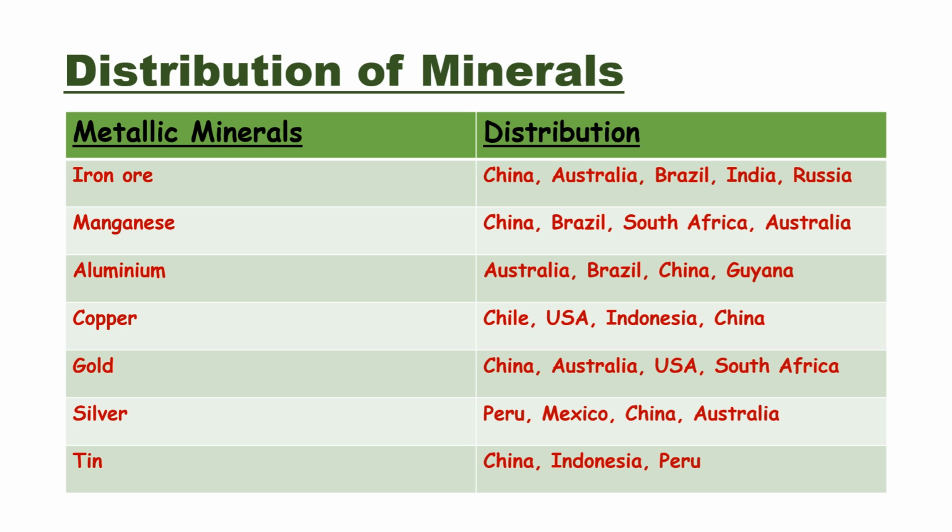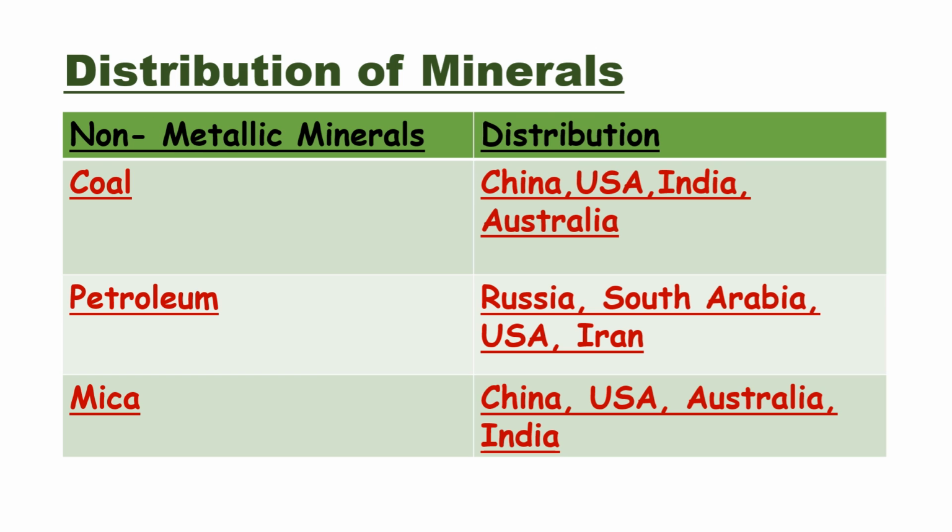Now we are going to talk about non-metallic minerals. Those are coal, petroleum, and mica. So coal is found in China, USA, India, Australia. Petroleum: Russia, Saudi Arabia, USA, Iran. Mica: China, USA, Australia, and India. So these are the worldwide distribution of minerals.